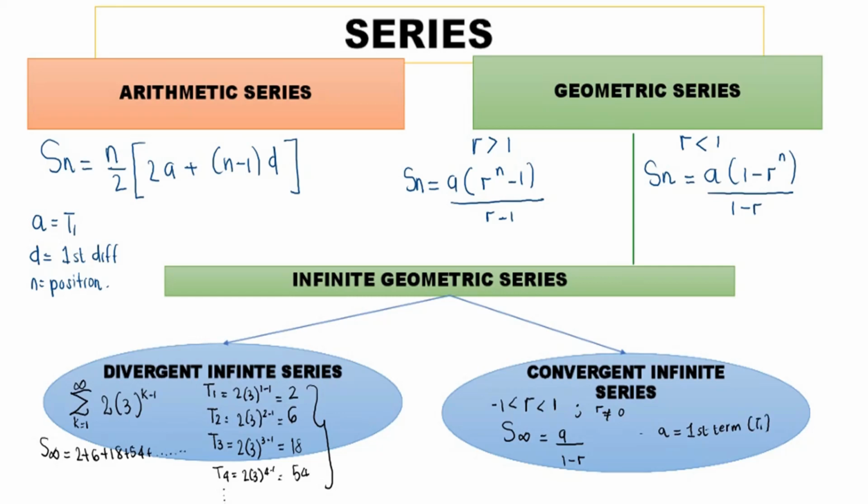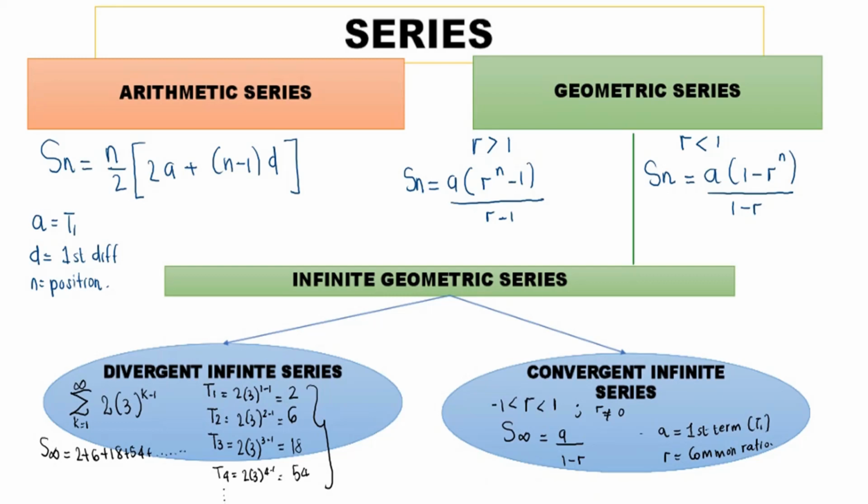And we already know that your r is your common ratio. So if you have confirmed that your common ratio for an infinite geometric series is between -1 and 1, then we can use the formula: sum of infinity is equal to a over 1 minus r. And this will give you the sum of that convergent infinite geometric series.